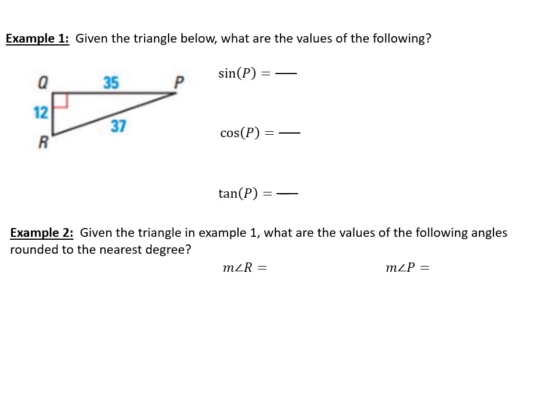Example 1, given the triangle below, what are the values of the following? Sine of P. Well, I see P. Sine is opposite over hypotenuse. The opposite is 12. The hypotenuse is 37. Okay. Cosine is adjacent over hypotenuse, so that would be 35 over 37. And tangent would be opposite, which is 12, over the adjacent, which is 35.